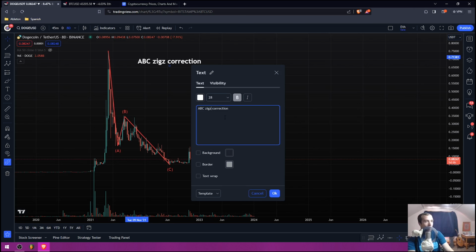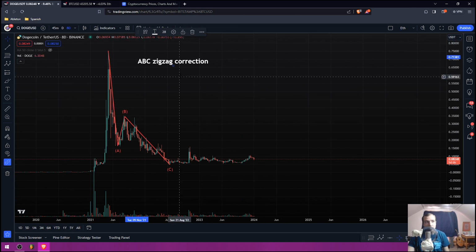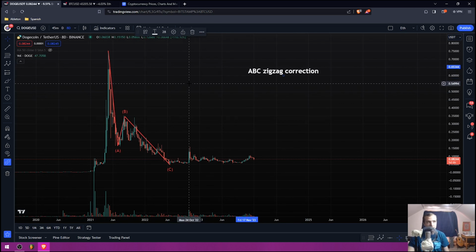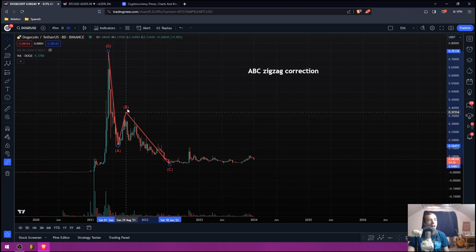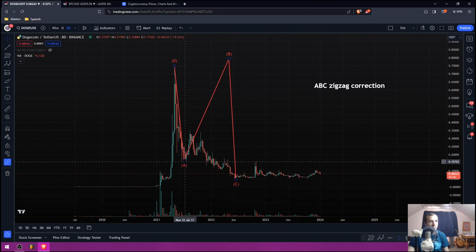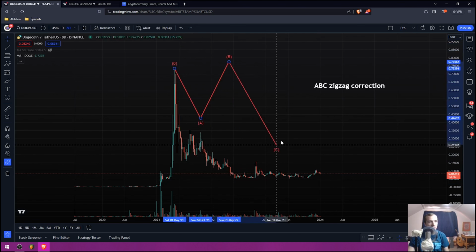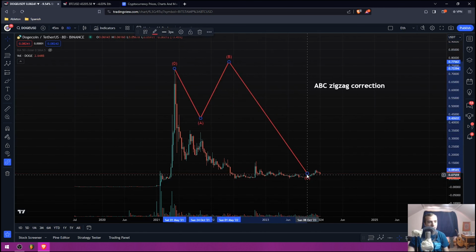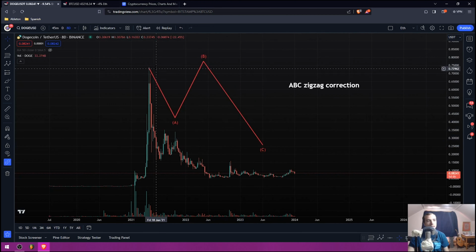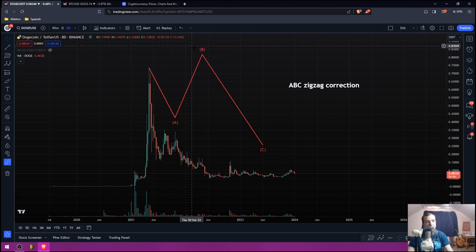So you can actually type here, if you like, ABC zigzag correction, and the difference between an ABC zigzag correction and an expanded flat. An expanded flat actually looks more like this, where you get your A wave down here, your B wave goes up above, and then your C wave comes down like this. So that's what an expanded flat looks like. Instead of the B wave being down low, like we had it drawn before, that B wave is way up above here. And then it goes down.